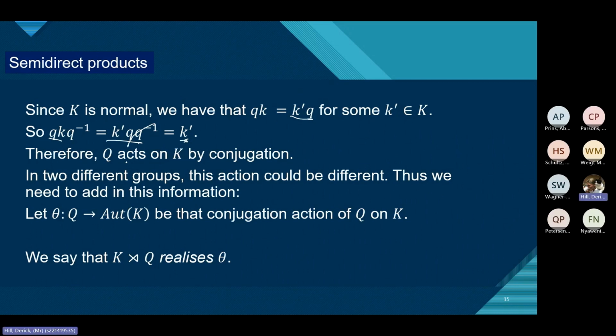However, in two different groups, this action could be different. So we need to add in a bit more information. We let theta, which is a homomorphism, to be specific, from Q to the automorphism group of K, be the conjugation action of Q on K. And we say that the semi-direct product of K and Q realizes theta. And we'll see how that works in a moment.